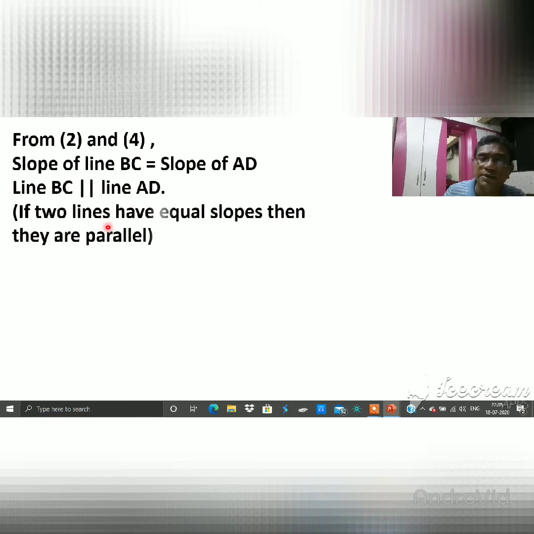So here we have a parallelogram. If two lines have equal slope, then they are parallel. So it is a parallelogram, that can be proved. So ABCD is a parallelogram. I think all of the students understand it.